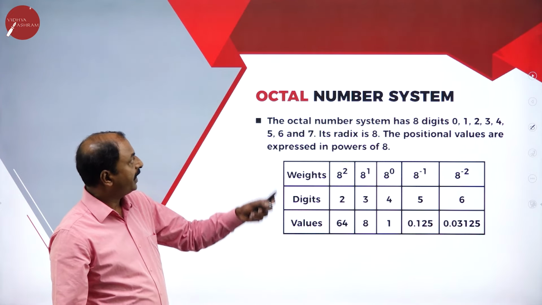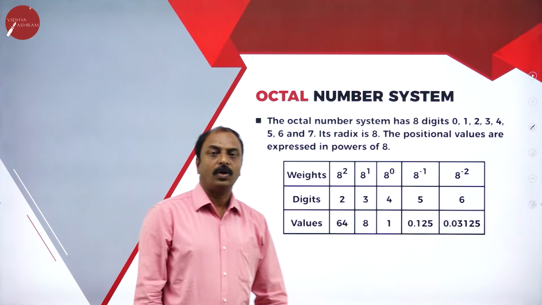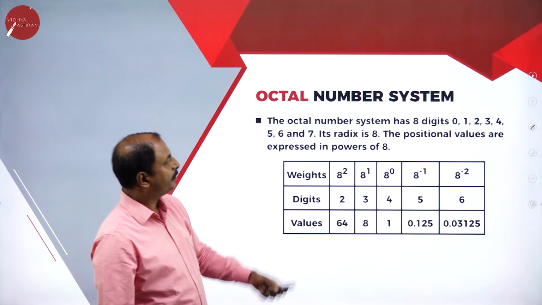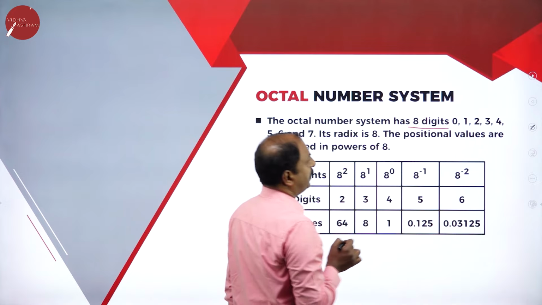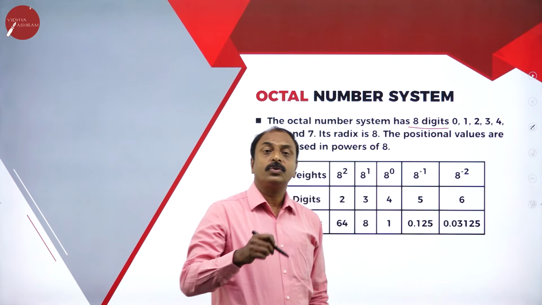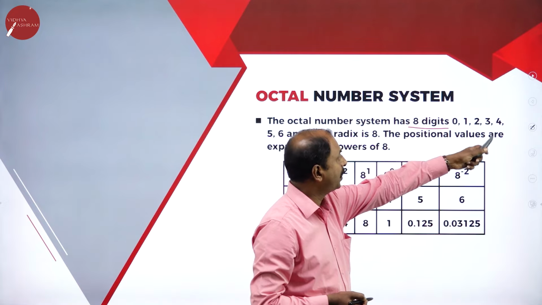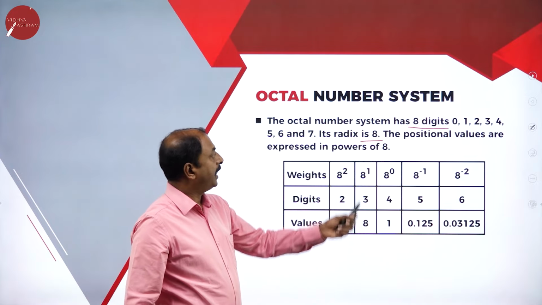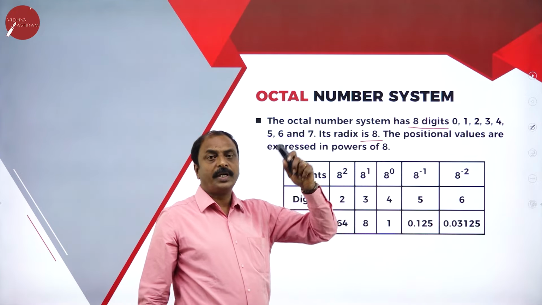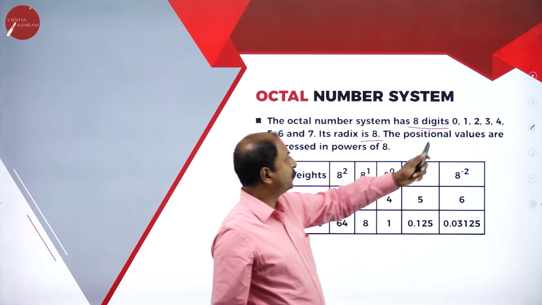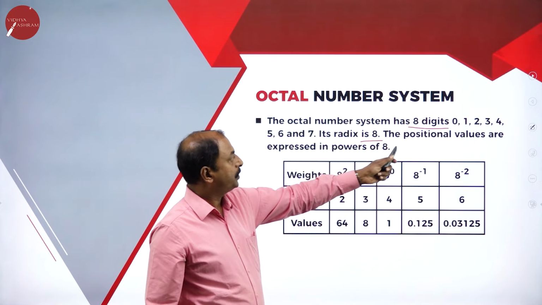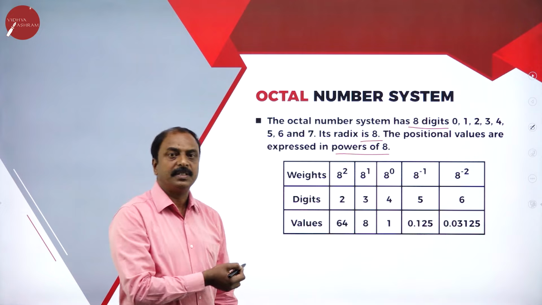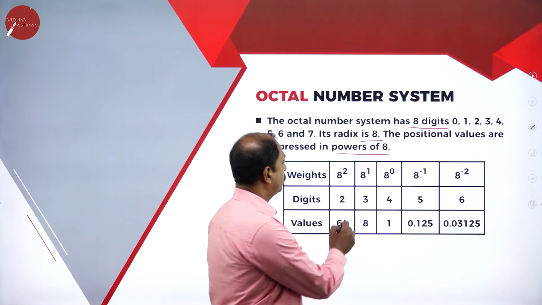Now let us move on to the next slide. It is the octal number system. Octa stands for 8, so the octal number system has 8 digits. Which are those 8 digits? Starting from 0, 1, 2, 3, 4, 5, 6 and 7. Its radix, that is the base, is 8. So it consists of 8 digits from 0 to 7. The positional values are expressed in powers of 8, as we have seen in the previous number systems.